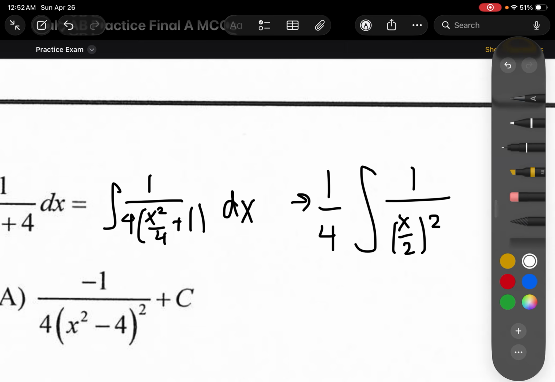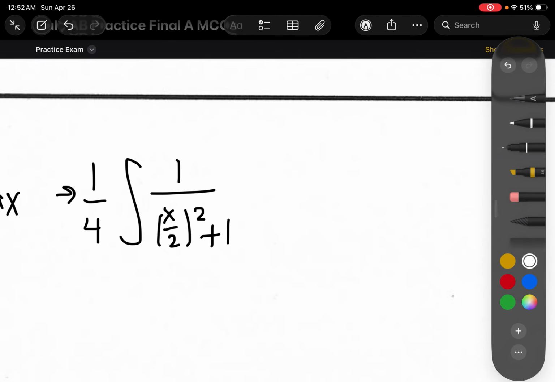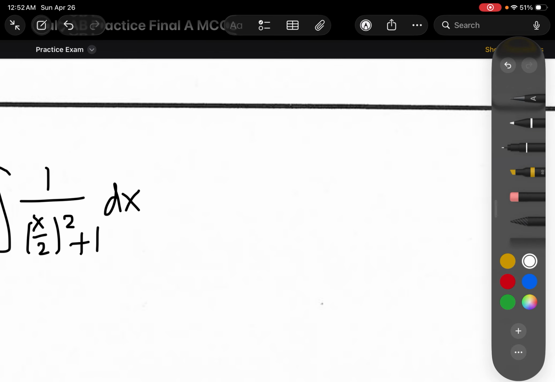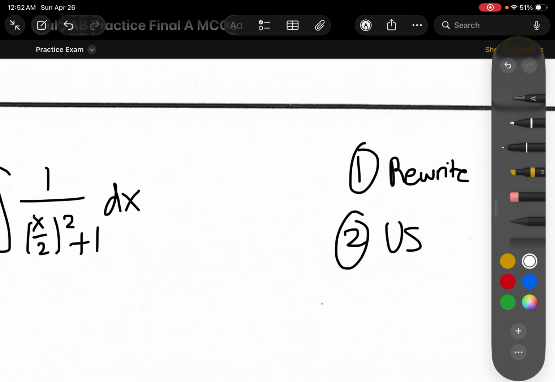We can simplify that to (x/2)² + 1. So if you do x over x/2 times x/2, you're going to get x²/4 again, which is what the previous problem gave. So now we're done doing the fixing. So 1 is rewrite. 2, u sub.